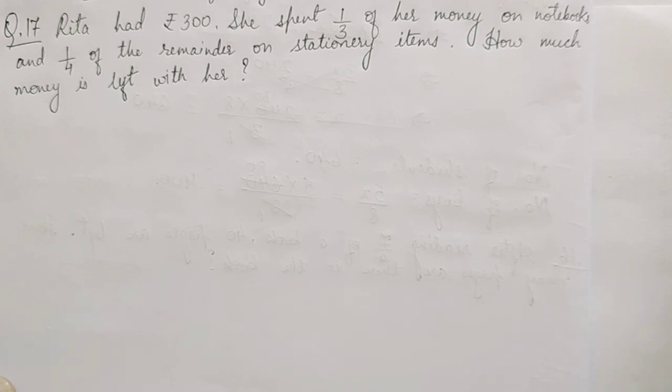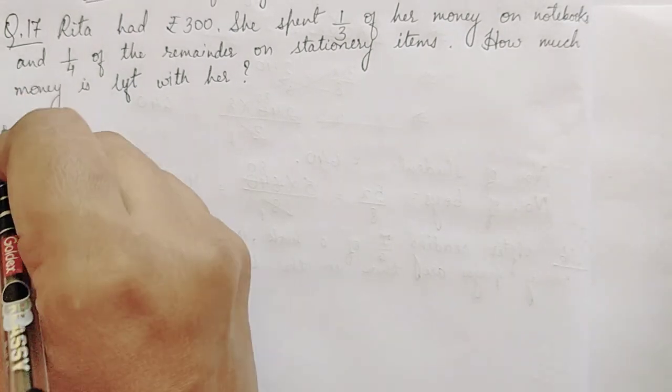Then after that, she got some money back in the form of remainder. Out of that leftover money she used 1 by 4 of that remainder on purchasing stationery items. Now after that, again we have to find out how much money is left with her.